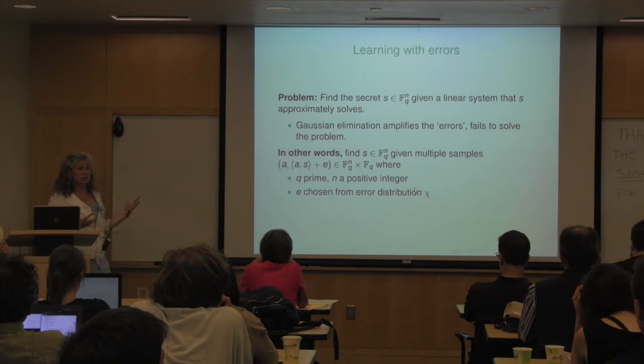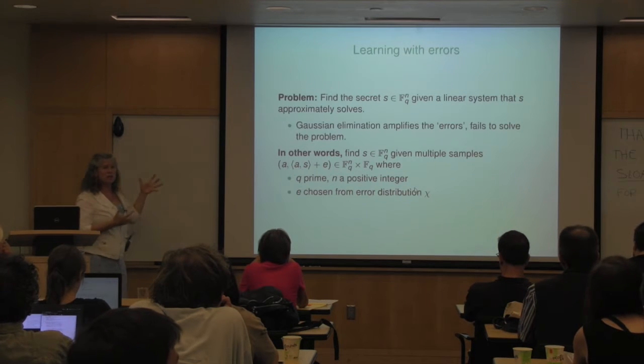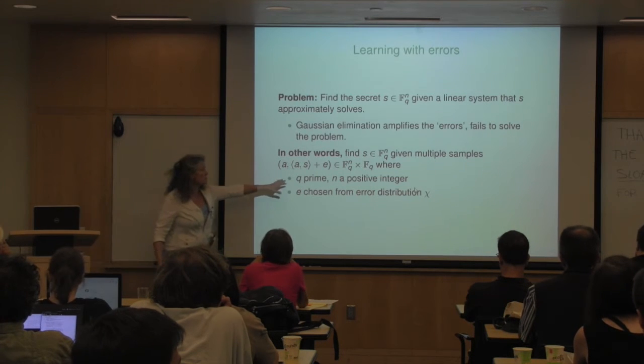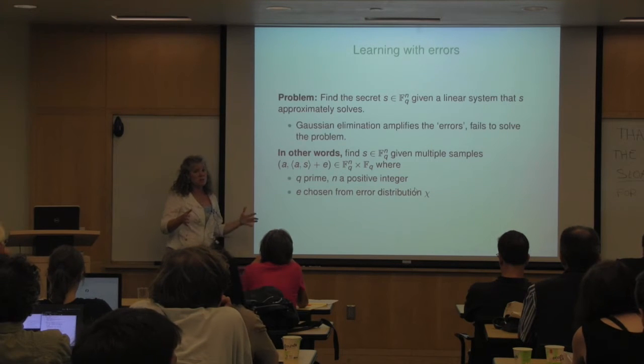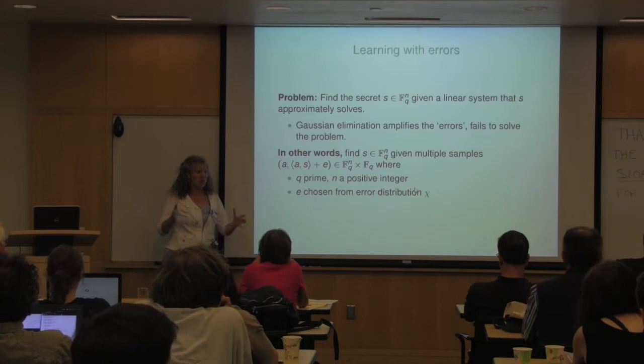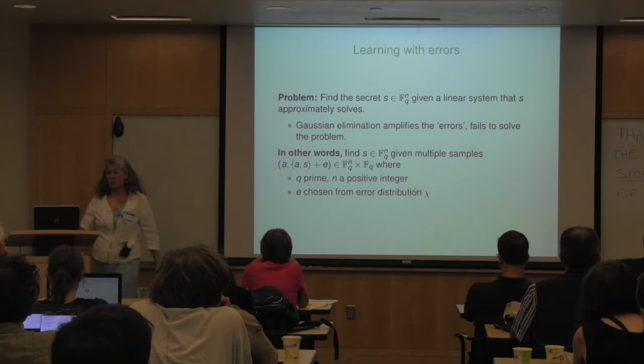In order to estimate security, you need to estimate security in terms of those three parameters, q, n, and the size of the error distribution. So typically we're going to talk about error distributions which are Gaussian, so we can think of the size as being kind of like the width of the Gaussian, the standard deviation.